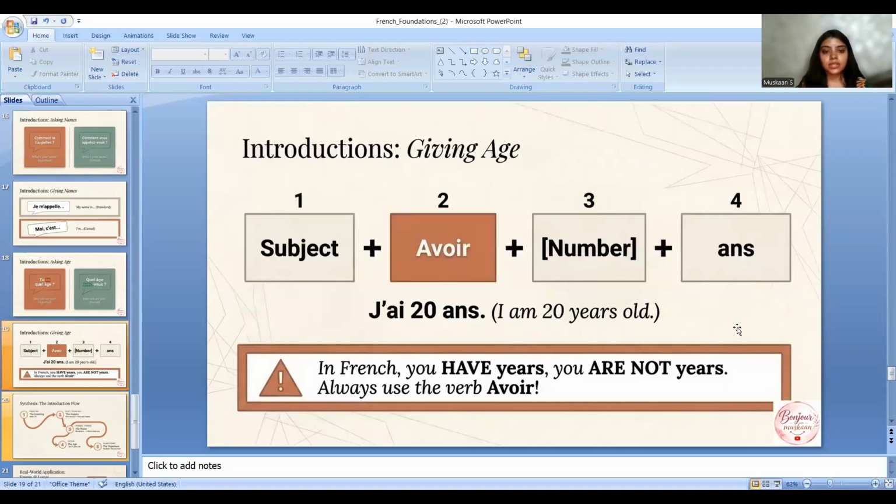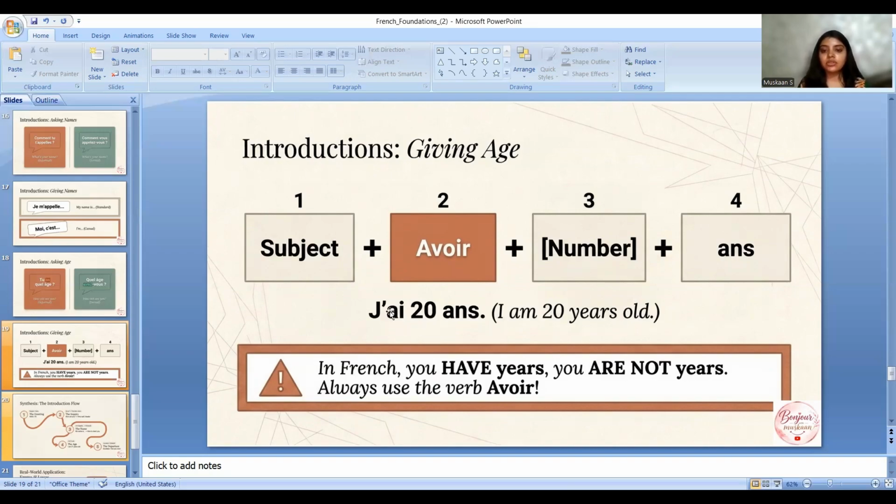For the question, we will first use the subject, which is je, then avoir, ai, then a number, 20, or you can write according to you, then ans here. So it will be J'ai 20 ans. We have already done numbers, so you must know how to pronounce numbers in French. It means I'm 20 years old.